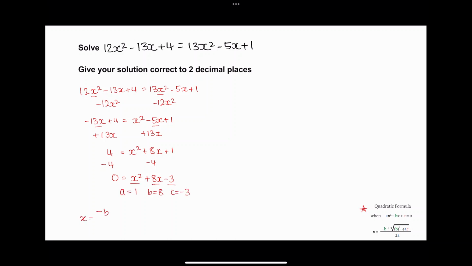Initially, we started off with 12x squared minus 13x plus 4, which is equal to 13x squared minus 5x plus 1. After rearranging, this becomes x squared plus 8x minus 3.